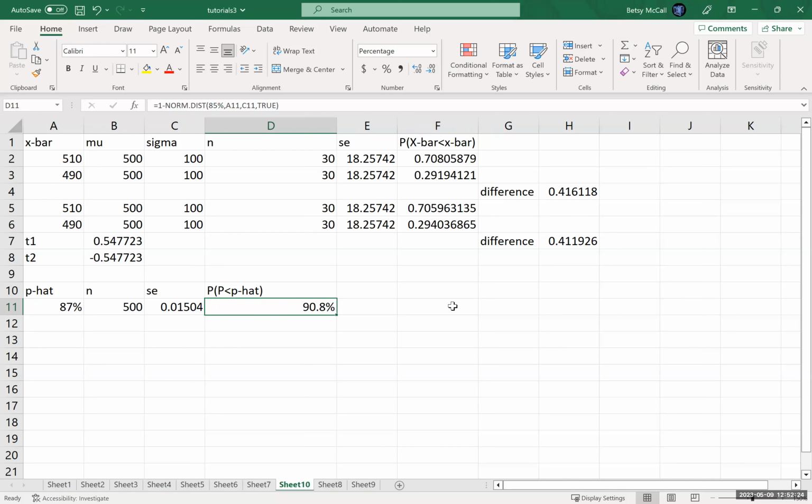So about 90% of the time we would expect, if in fact the true proportion is 85% of the American public wants gun sales to always have background checks and no loopholes, then we would expect that if we were to take a sample, the probability of getting a sample with the percent 85% or higher, that would happen 90% of the time. So only 10% of the time, or 9.2% of the time technically, would we get a sample, if this was the true population value, a sample that was less than that.